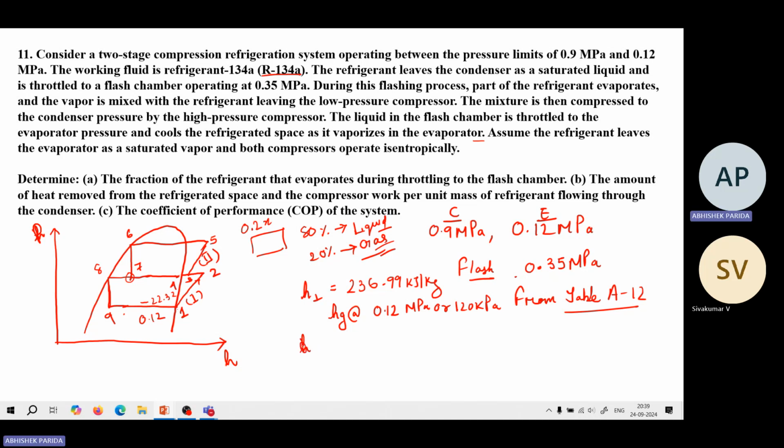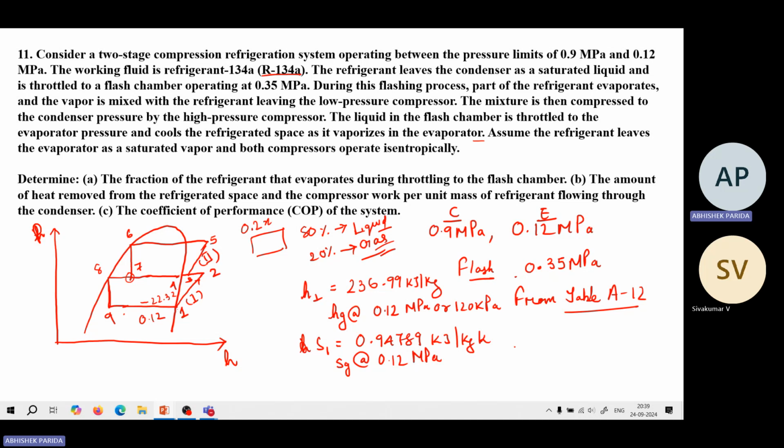Then comes S1. Because this is an isentropic process, we need to find out what is S1. So S1 you will find as Sg, 0.94789 kilojoule per kg Kelvin. This is also Sg at 0.12.